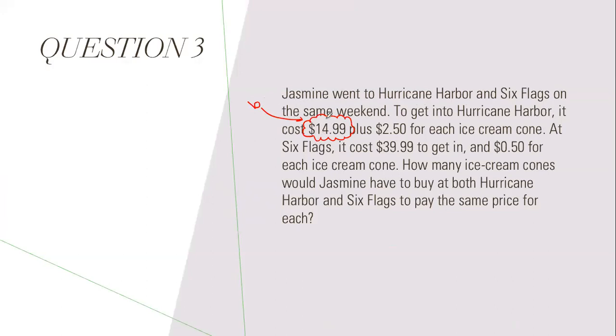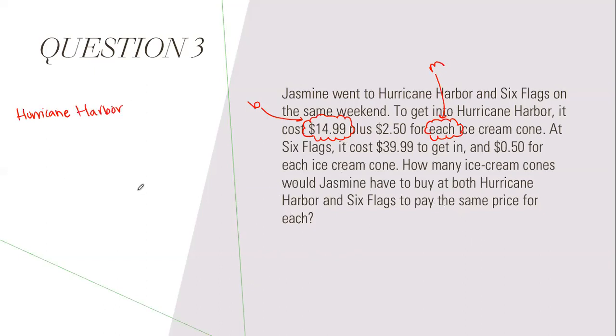Okay, so this is how I do problems. This is how I think it through. Before I even read the whole thing, I like to annotate it. Plus 250 for each, automatically, that word "each" tells me that's the slope. For each ice cream cone. So I'm going to pause because I just don't like to read the whole paragraph without writing stuff down.